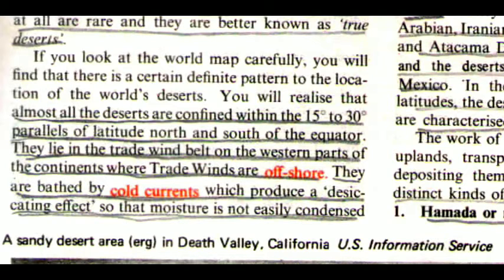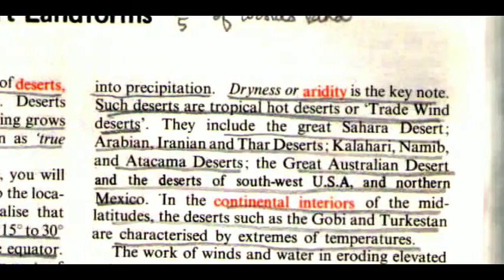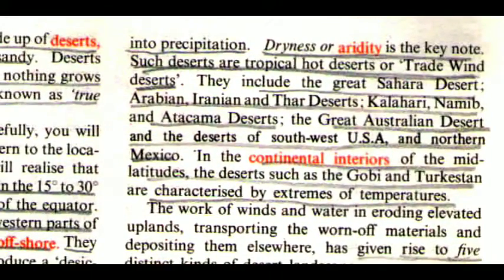You will realize that almost all the deserts are confined within the 15 degree to 30 degree parallels of latitude north and south of the equator. They lie in the trade wind belt on the western parts of the continents where trade winds are offshore. They are bathed by cold currents which produce a desiccating effect so that moisture is not easily condensed into precipitation. Dryness or aridity is the keynote. Such deserts are tropical hot deserts or trade wind deserts.